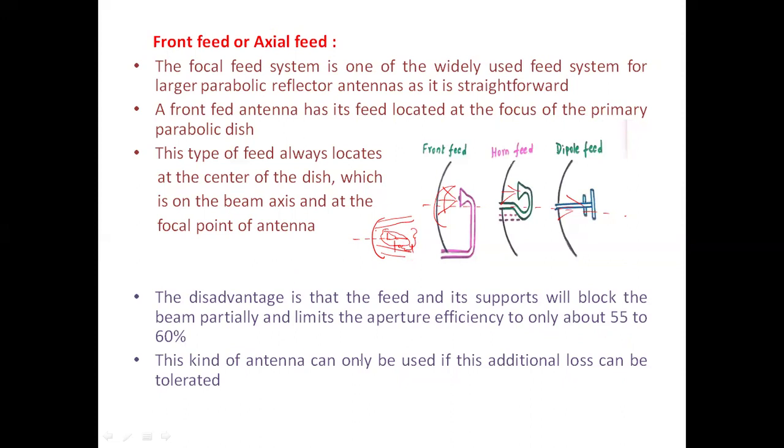And if in any case this amount of losses can be tolerated, this simple feed mechanism can be used. So in dipole feed, horn feed or front feed, in all the cases, the simple point is that the feed mechanism is entirely dependent on the axis of the parabolic reflector.